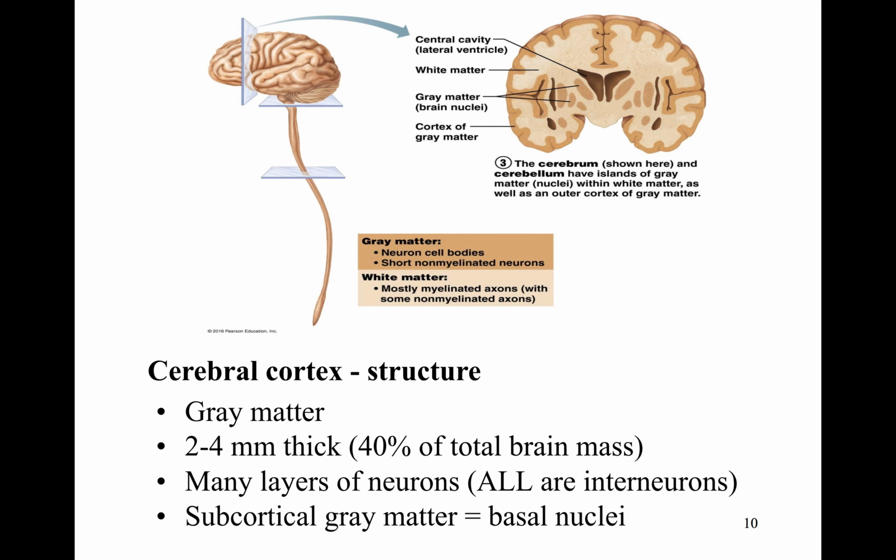The cerebral cortex is composed of gray matter. Remember, gray matter is composed of neuron cell bodies, as well as short non-myelinated axons.